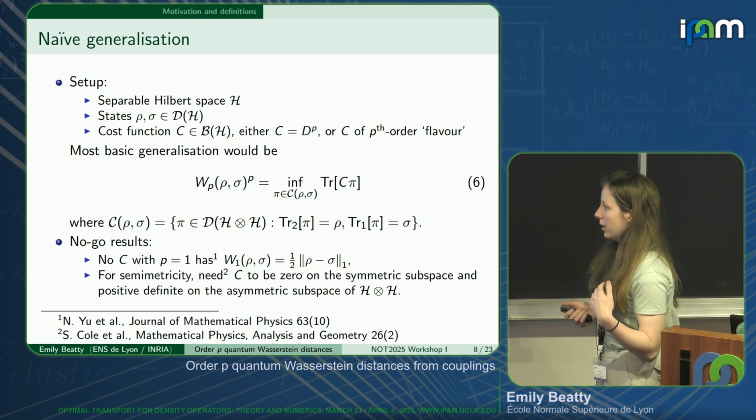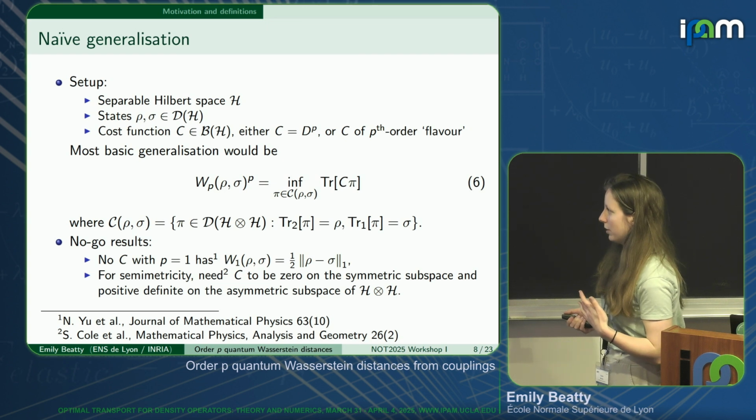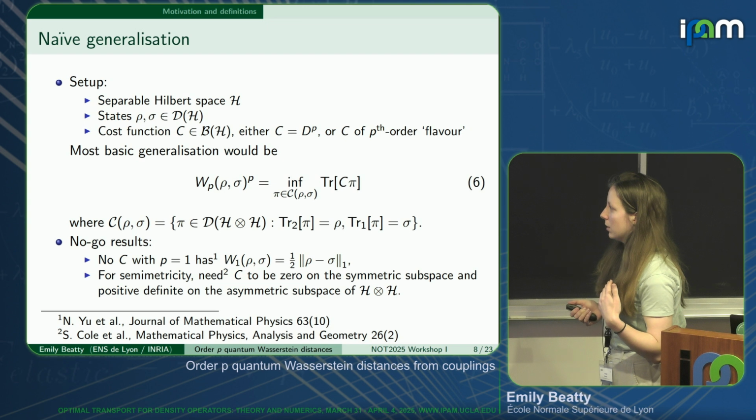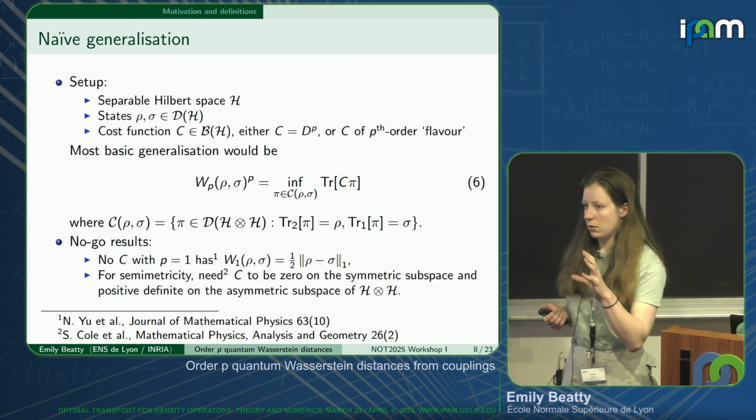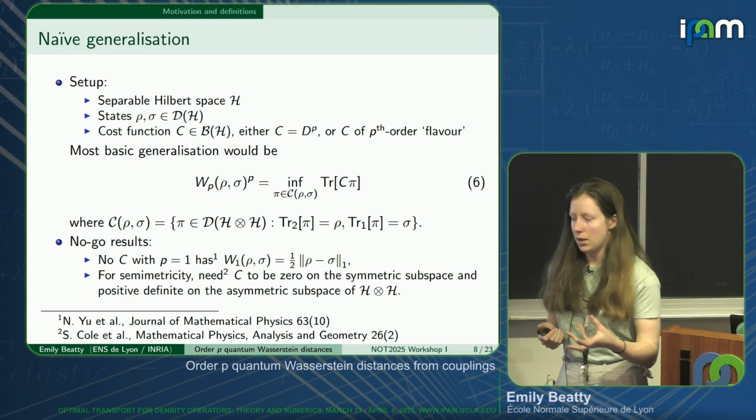And the other one is that in order for this to be even a semi-metric, not even talking about the triangle inequality, but for it literally to be a semi-metric, you need C to be 0 on the symmetric subspace and positive definite on the antisymmetric subspace. This is where the parallels with Shmuel's talk from Monday come in.